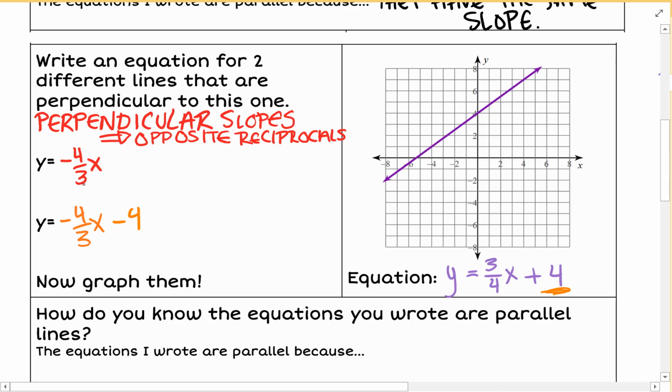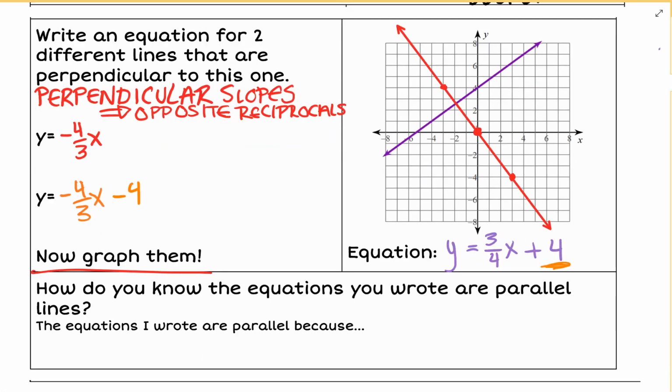Okay, so let's graph them to check. The y-intercept of our first line is 0, and the slope is negative 4 over 3, so down 4 over 3. Let's go up 4 to the left 3 and connect those dots. Our second line has a y-intercept of negative 4 and has the same slope as the other line we wrote, so down 4 over 3 or up 4 over 3. Connect the dots.